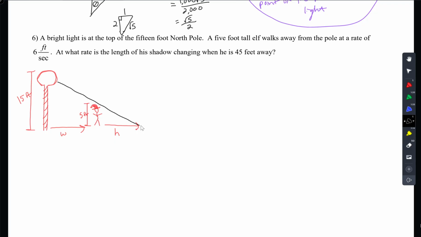It's just easier. So similar triangles would be, I still don't even have this formula. Okay. So again, the elf is not changing, the pole is not changing. That's why I can put those numbers in. W is changing, H is changing. This 45 feet away, he's moving. 45 hasn't happened yet. So all this stuff, I can't put that 45 in yet because it's still changing. So as far as setting this up, I don't know.